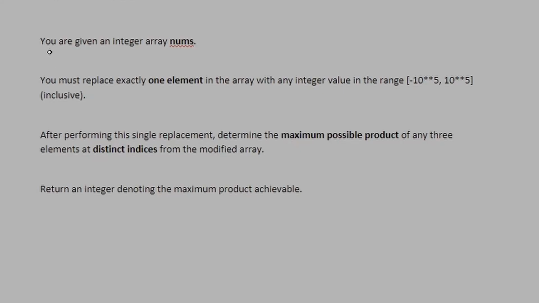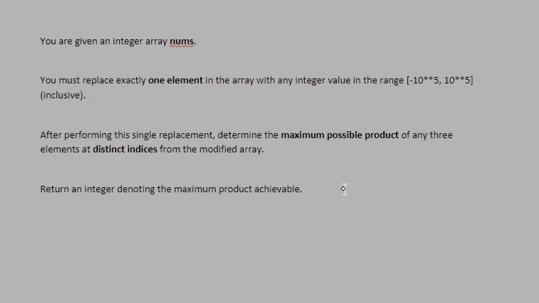Hello everyone. Today we're looking at the problem maximum product of three elements after one replacement, which was question 2 in weekly contest 474. So the question reads that we're given an integer array, nums, and we must replace exactly one element in the array with any integer value in the range of -10^5 and 10^5. After performing this single replacement, determine the maximum possible product of any three elements at distinct indices from the modified array. We want to return an integer denoting the maximum product achievable.